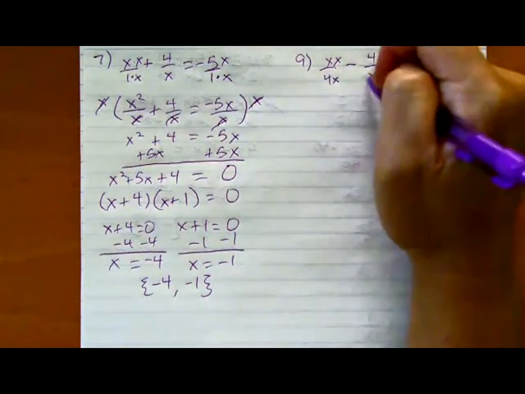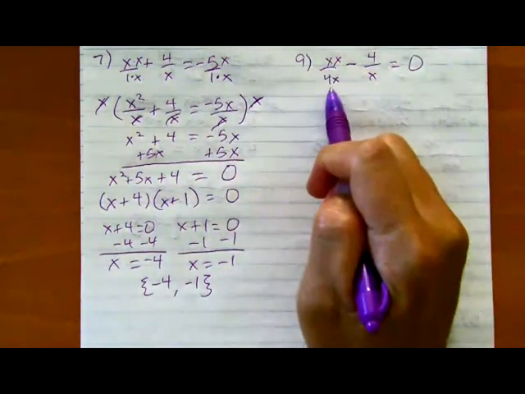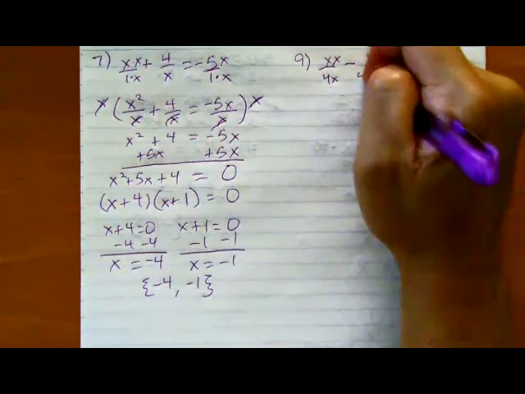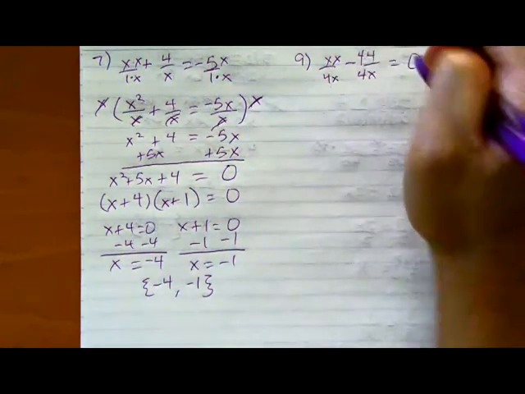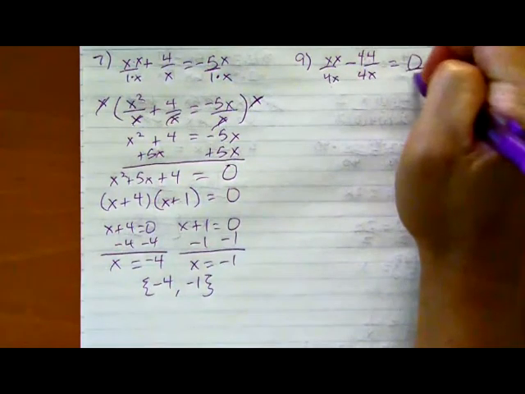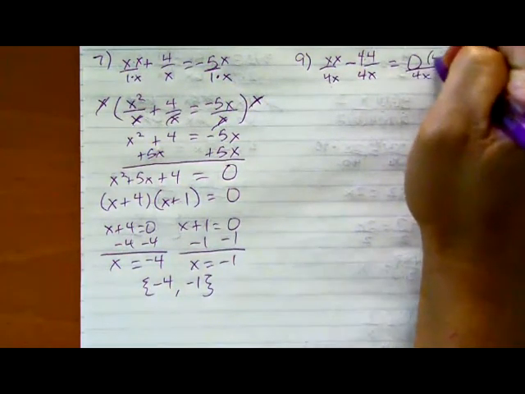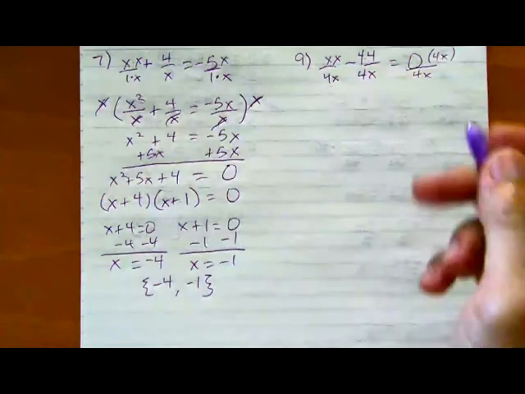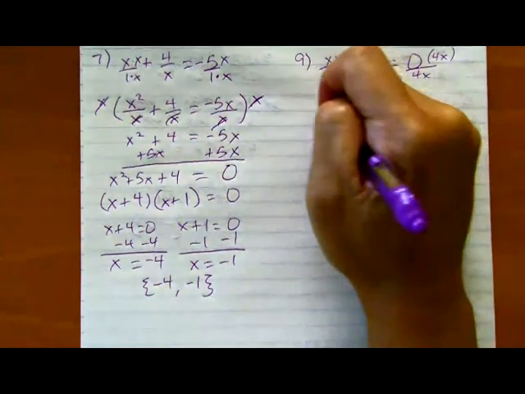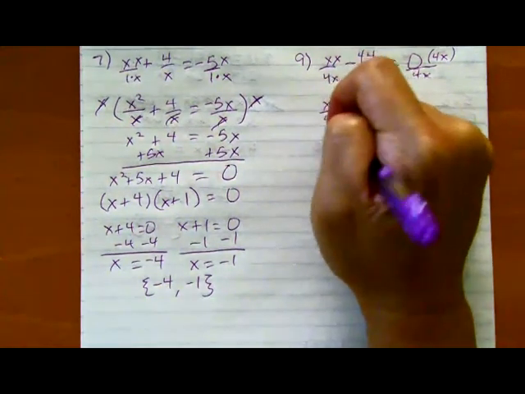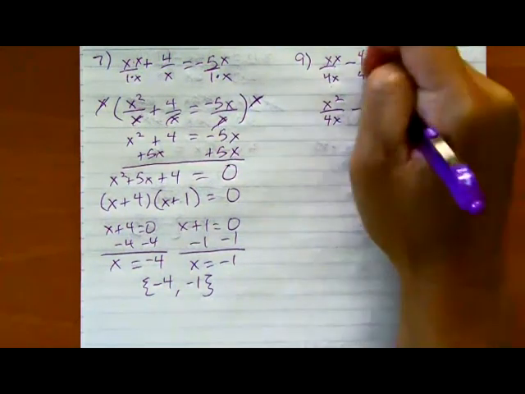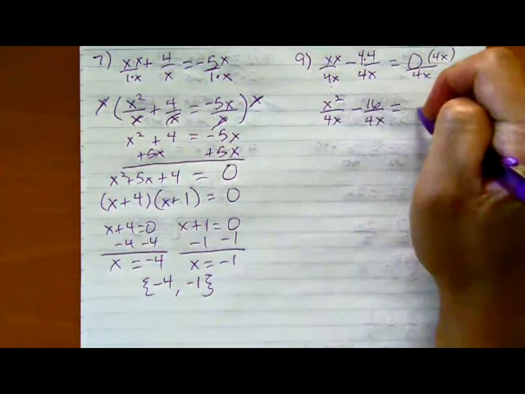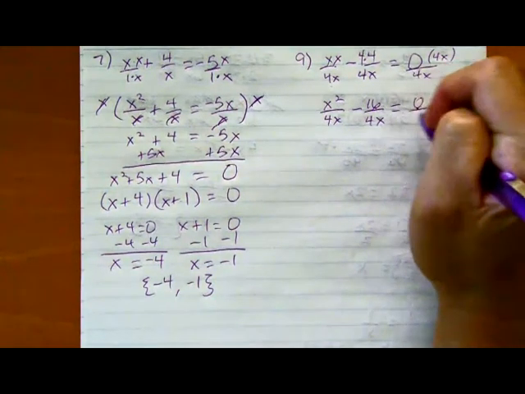This one is missing a factor that this one has. We need to multiply top and bottom by 4. You could do that here, just 4x top and bottom. It doesn't matter because you're multiplying by 0. Okay, so let's see. X squared over 4x minus 16 over 4x equals 0 over 4x.